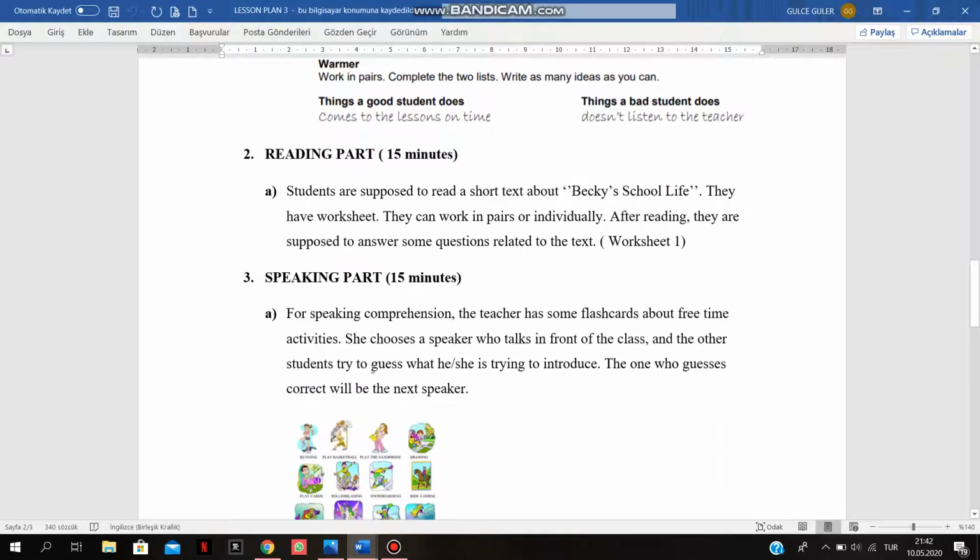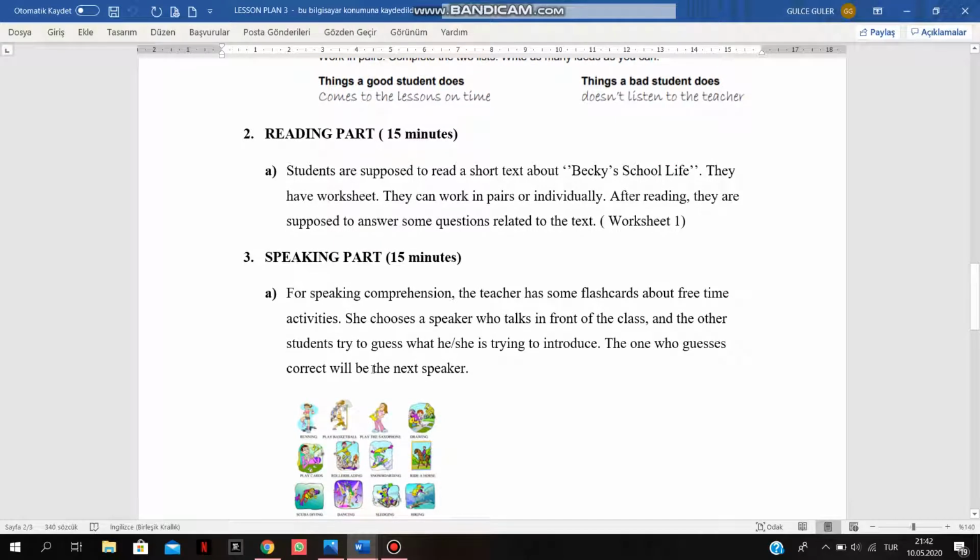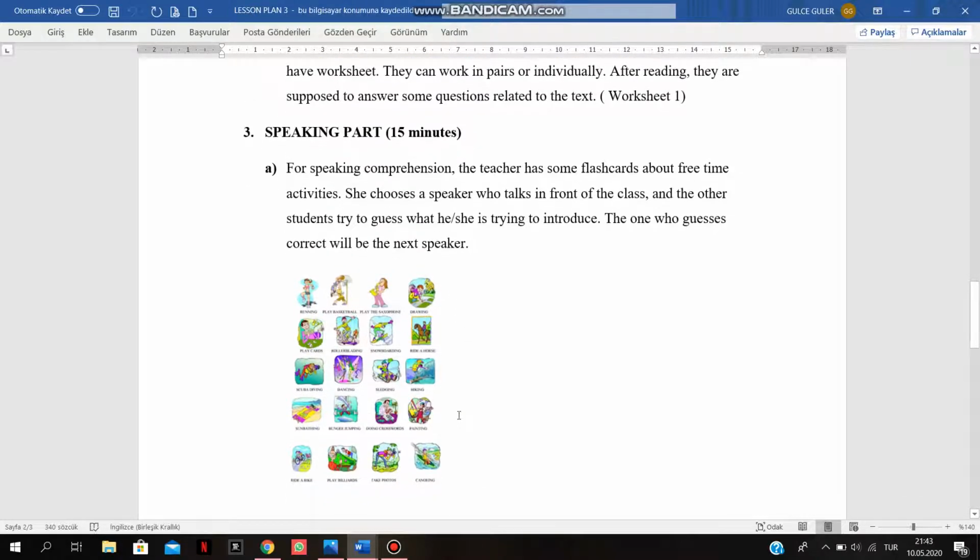And then the speaking part comes. For speaking comprehension, the teacher has some flashcards about free time activities. She chooses a speaker who talks in front of the class and the other students try to guess. It's like a taboo game. For instance, one student talks about, I don't know, maybe scuba diving and they try to guess. And the one who guesses correctly will be the next speaker. This is like a taboo. Actually, it's a funny game that can be played in a classroom.